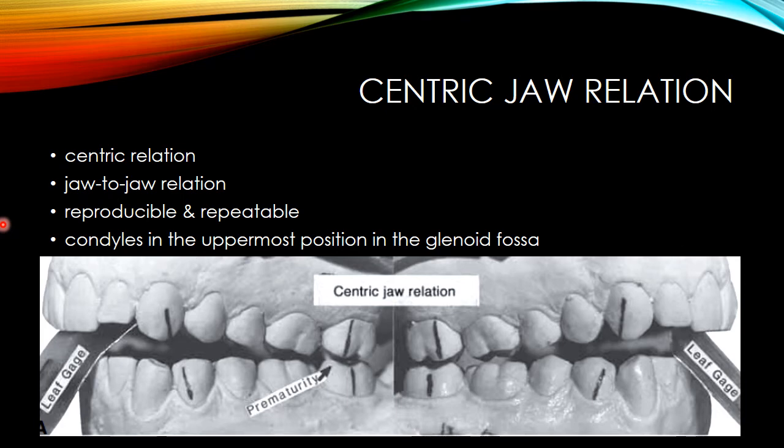In a centric jaw relation, there is no contact of the teeth, and the condyles are in the uppermost position in the glenoid fossa. The centric jaw relation includes the range of positions of the mandible during rotational movements without translation and without the teeth touching.